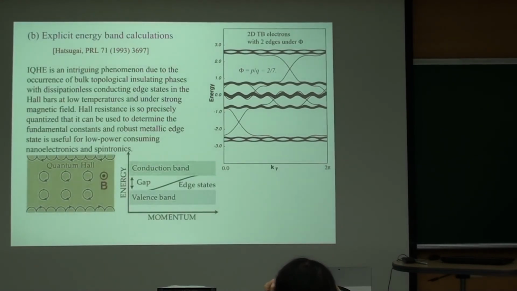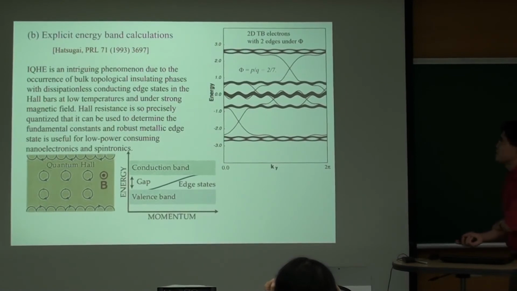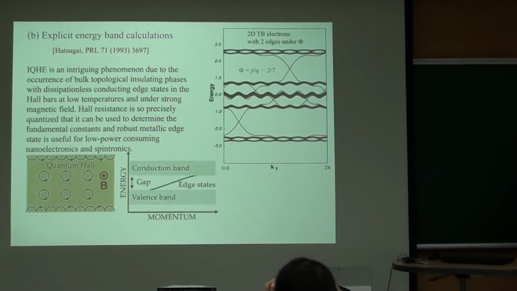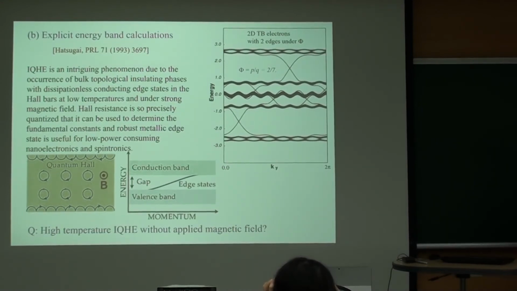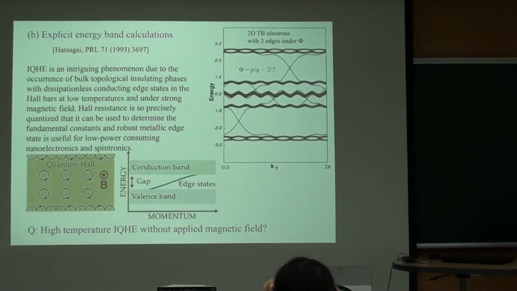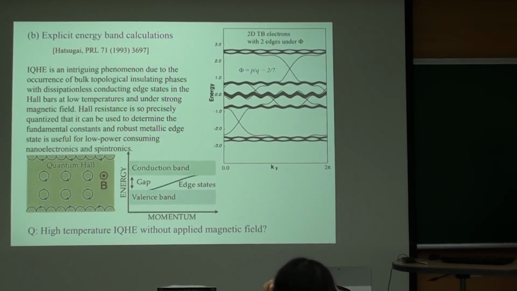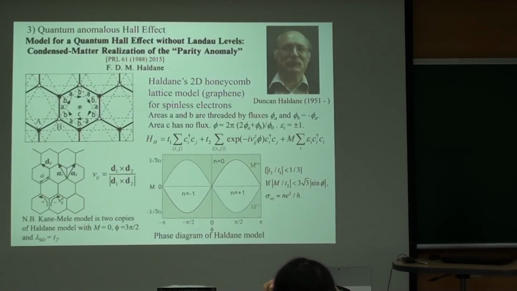Okay, now by now I have convinced you that the integer quantum Hall effect is an intriguing phenomenon, where the dissipationless current is the edge current. Now the question is, this kind of experiment needs a very low temperature and also a very strong magnetic field. From an application point of view, can you find this integer quantum Hall effect at a high temperature without magnetic field? Of course, smart people like Duncan Haldane already saw that.